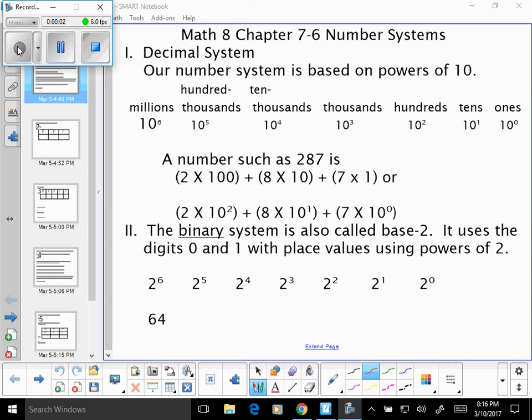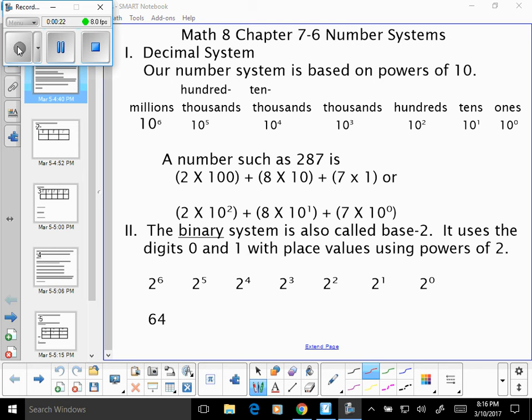Hello again, class. This is Chapter 7-6, Number Systems. It is the last lesson in Chapter 7. And we are going to be working with several different number systems. The first one is the decimal system. Well, that's the one we use.